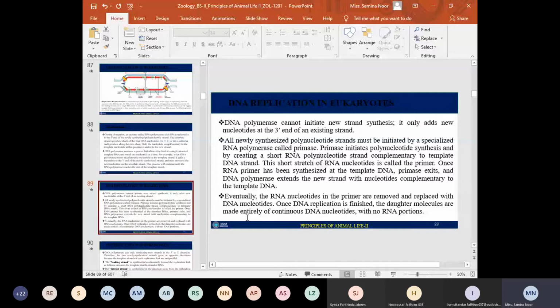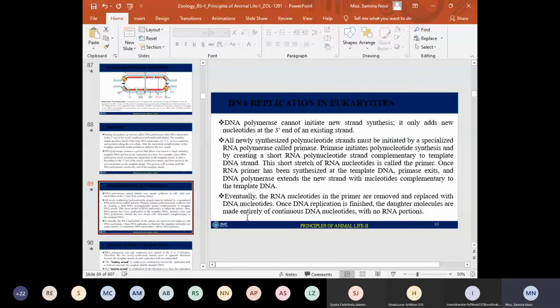The primer is actually a short sequence of RNA nucleotides. So primase synthesizes a short polynucleotide chain, and this chain consists of RNA nucleotides, not DNA nucleotides.